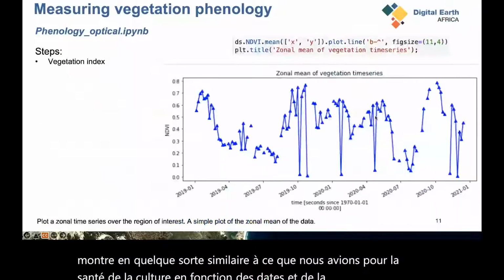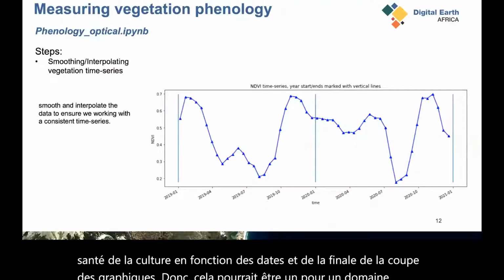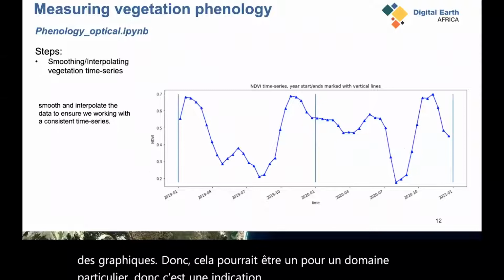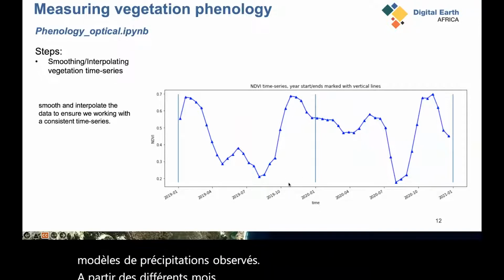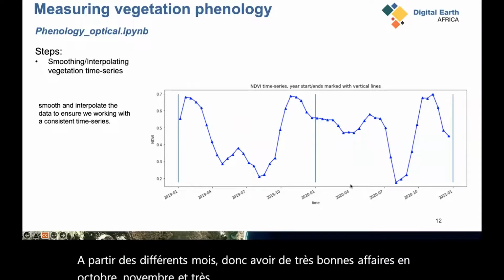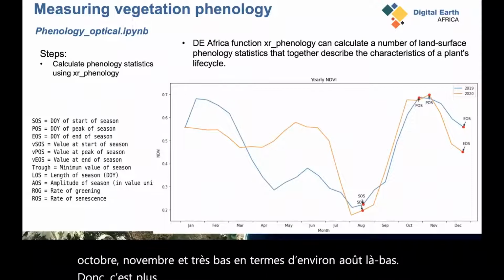This could be for some particular area, so it's a mean indication. And finally, you can have a pattern which is fairly reasonable based on the rainfall patterns observed over the various months, having very good yields in October and November, and very low around August. So this is more tied to the area and the knowledge of the same.